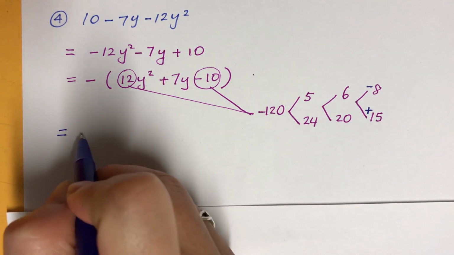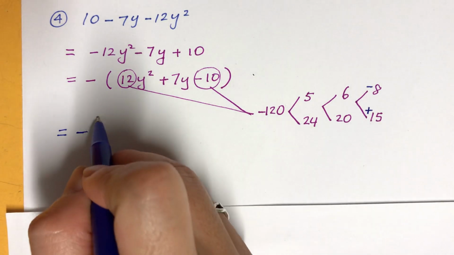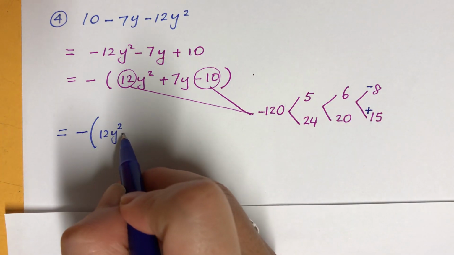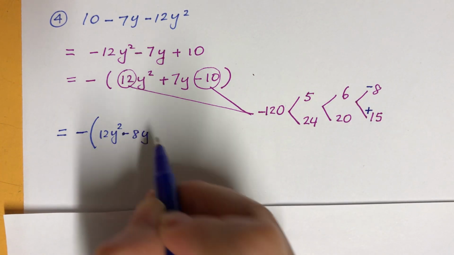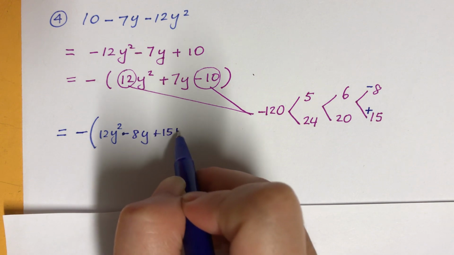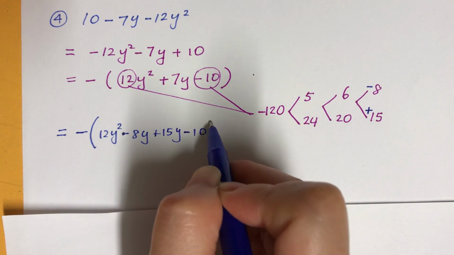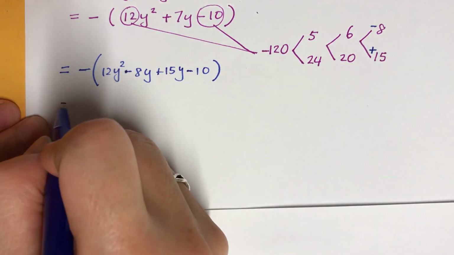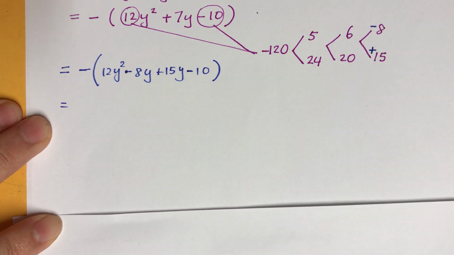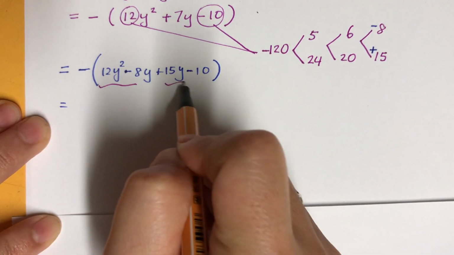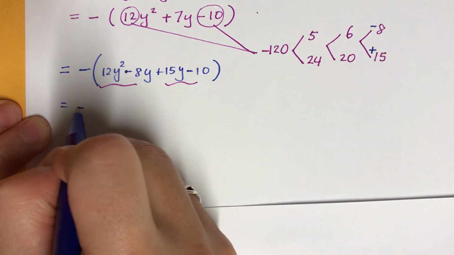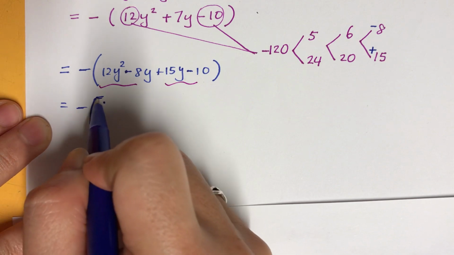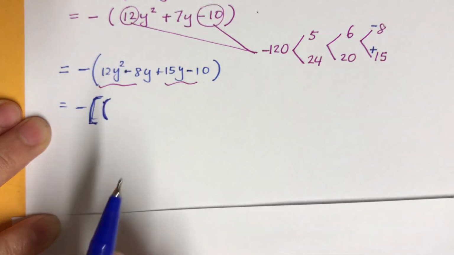I'm going to use a different color. Minus, still the same. 12y squared, still the same. Now I'm going to put minus 8y plus 15y minus 10. Okay, I'm going to push this one up. And again, I'm going to group here. So minus still the same. And actually, I should make this square brackets, and then that's a circle one.